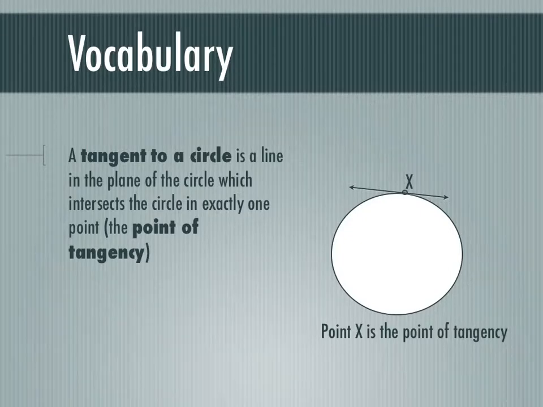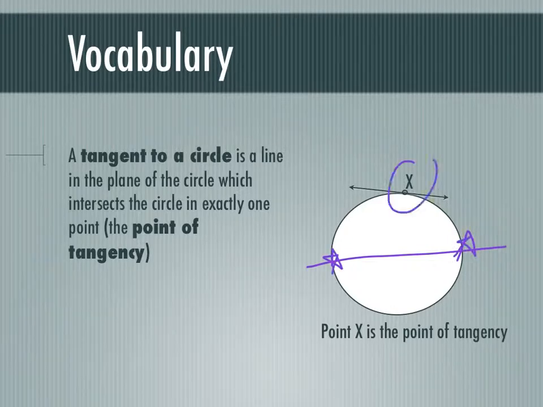So a tangent line kind of brushes along the top, or it doesn't have to be the top, it brushes along the side of the circle, okay? So anywhere else I were to draw a line, it would intersect in two places. A tangent line hits it in exactly one spot. Okay, so it just kind of skims the edge.